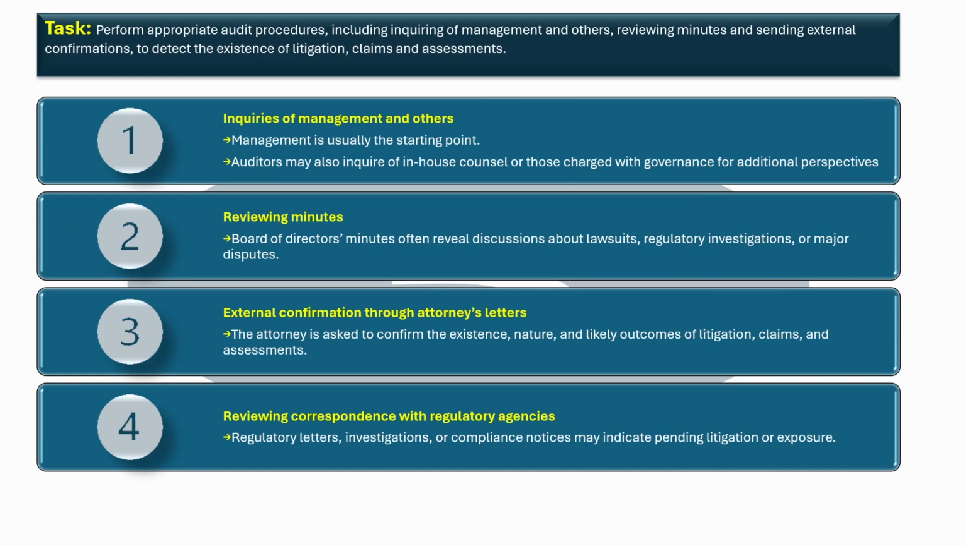Now, let's look at the relevant AICPA exam task. Perform appropriate audit procedures, including inquiries of management and others, reviewing minutes, and sending external confirmations to detect the existence of litigation, claims, and assessments. When auditors evaluate litigation, claims, and assessments, the goal is to detect potential obligations that could require disclosure or accrual under accounting standards. The blueprint task focuses on performing appropriate audit procedures, including inquiries, reviewing minutes, and sending external confirmations.